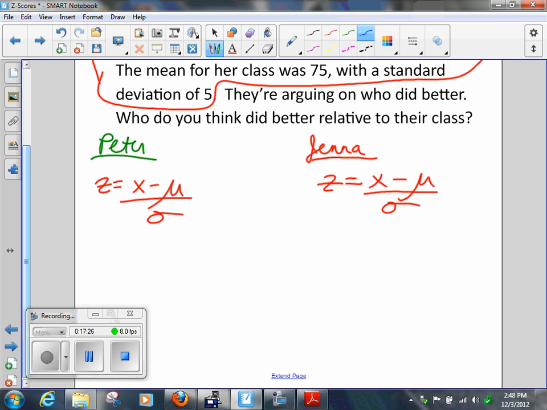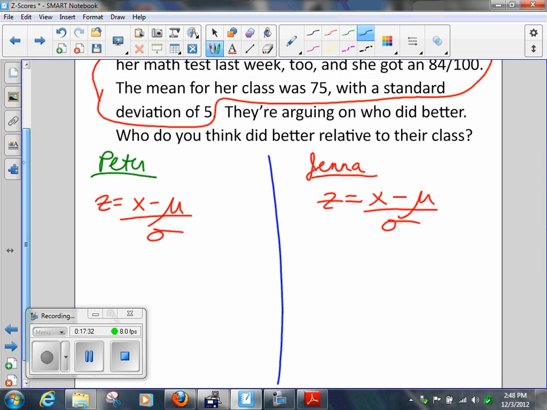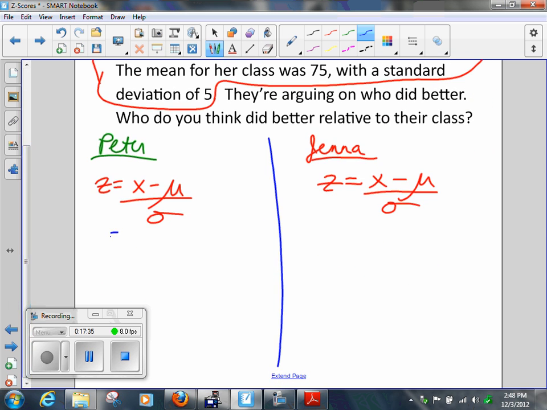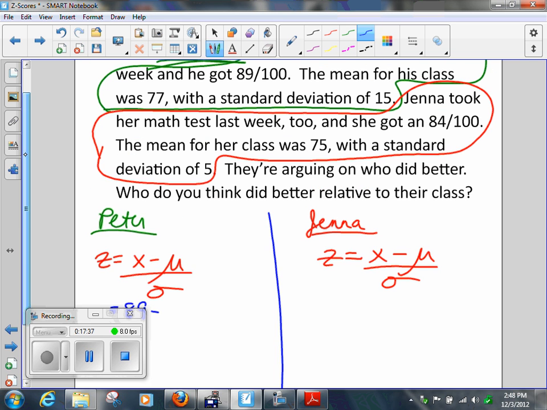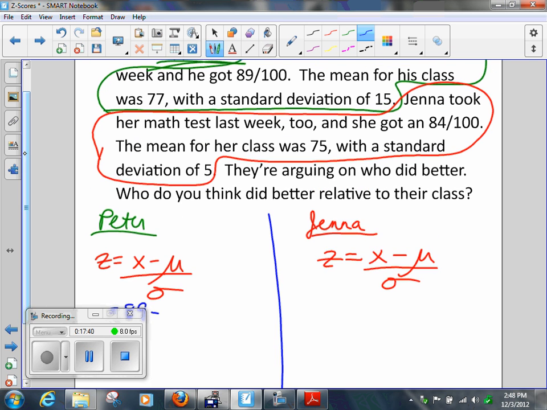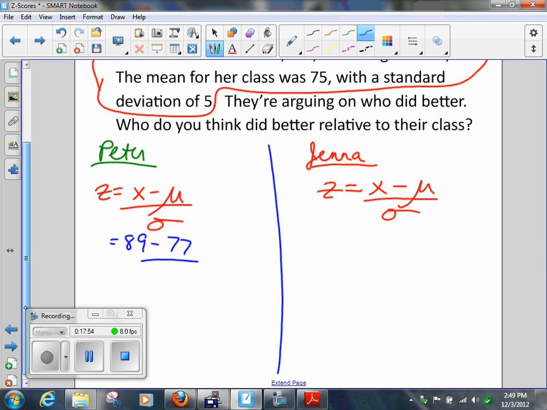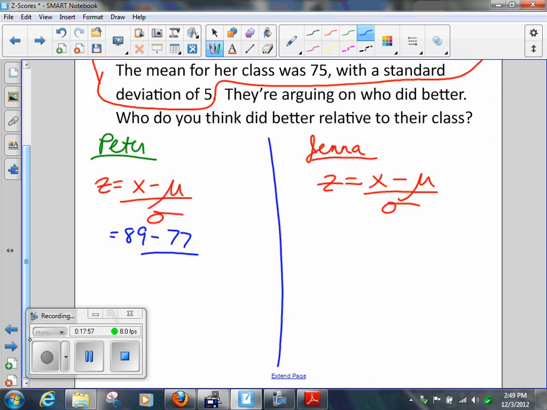All right, here we go. So let's talk about Peter. What is his information? His score was an 89. The mean for his class was a what, folks? The average for Peter's class is, that's right, a 77, good. And then the standard deviation says it was 15. Put that in your calculator, and you should get straight up 0.8.